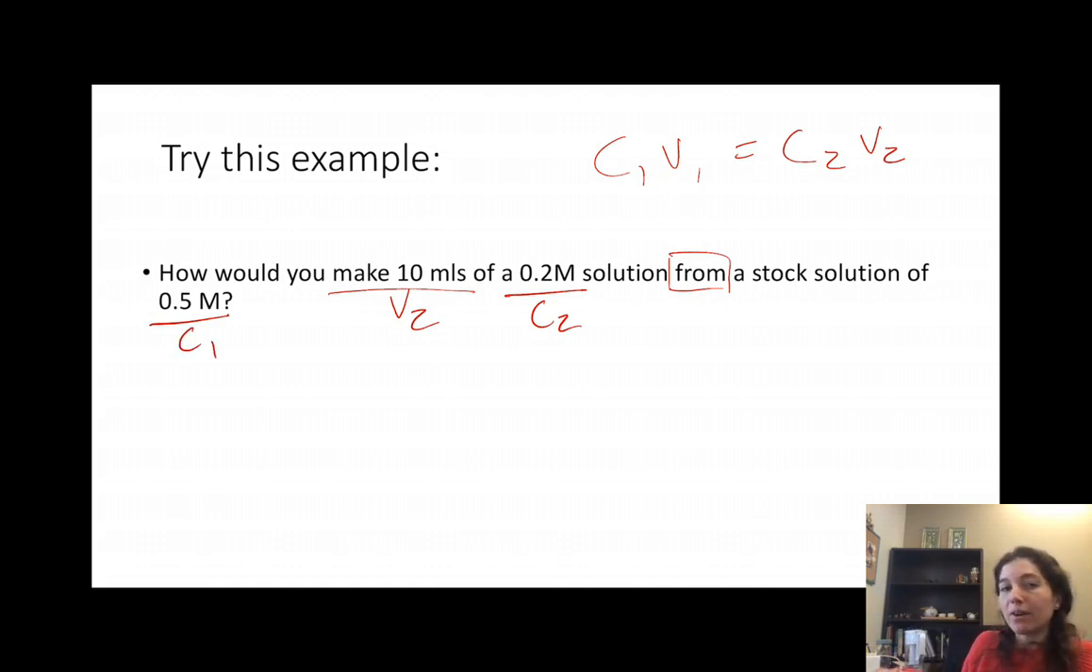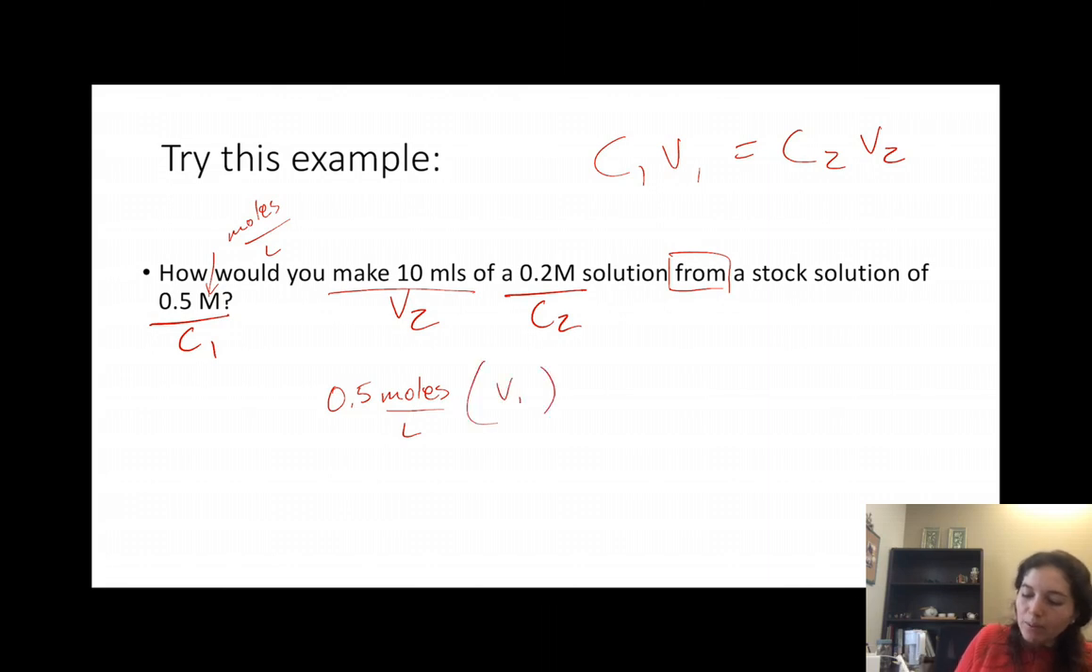So now that we've identified these variables, we can identify what's missing. We've got C1, V2, and C2. We need to find V1. I'm going to write it as moles per liter so everything's really clear. Remember this capital M is moles per liter. V1 is what we're looking for. We need to find how much liquid we're pulling out of our first solution. C2 is 0.2 moles per liter. V2 is 10 milliliters.